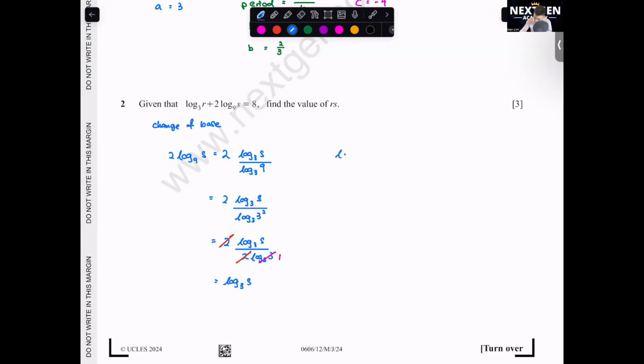Now let's rewrite the entire thing. Log 3 r plus log 3 s is equal to 8. Log 3 rs is equal to 8. We're going to change from log form to index form. This is base power equals whatever. So here we can write it as 3 to the power of 8 equals rs. 3 power 8, calculate it, you'll get 6561. 3-mark question. Okay, number 2, you got a good type 2.